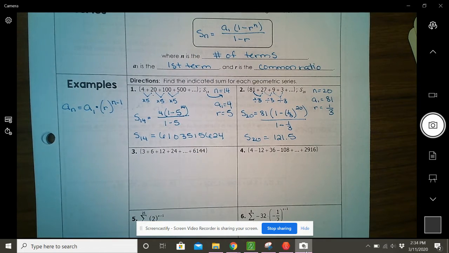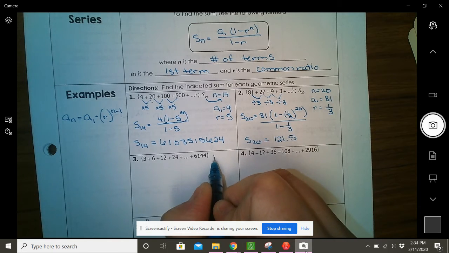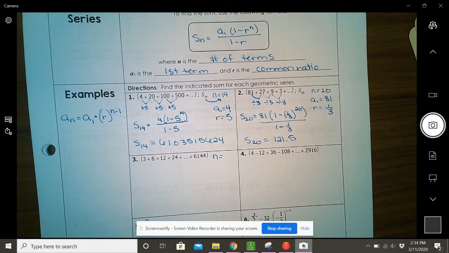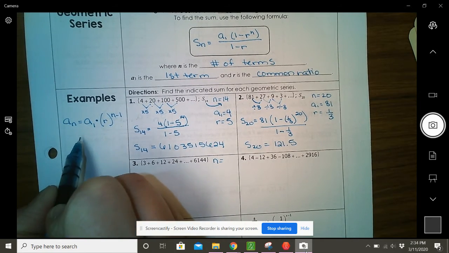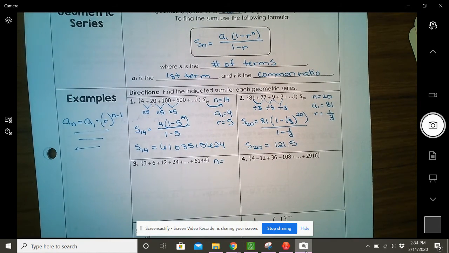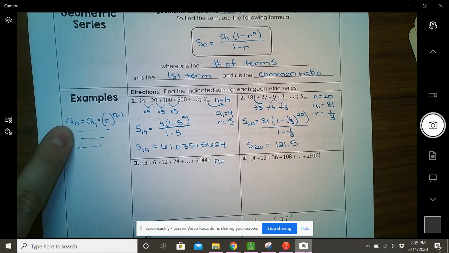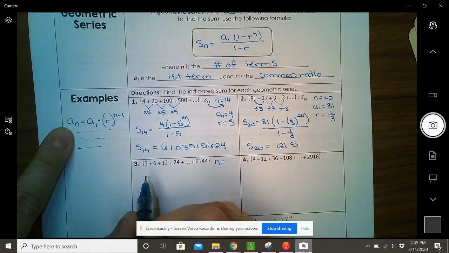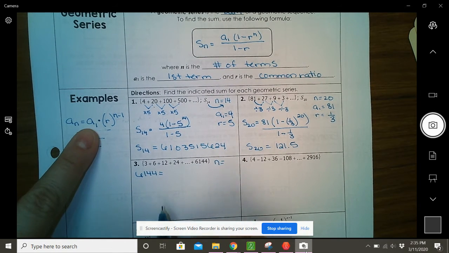So we don't really know how many values are in here. We don't know what the n value is right now. That's questionable. So we're going to have to do a little bit of work here to figure out the n value. So we might need to go back to what we learned about geometric series so that we could solve for the n value. So 6,144 is the final term of the sequence. The first term in this sequence is 3.